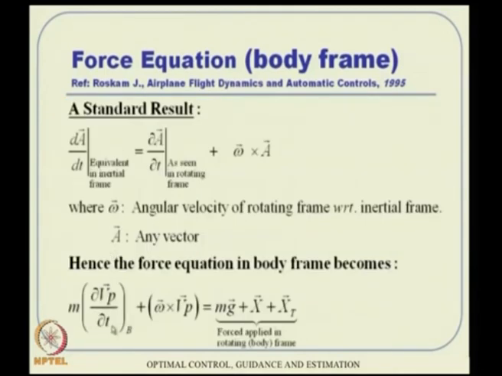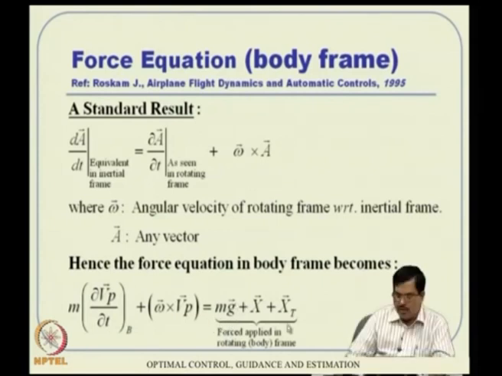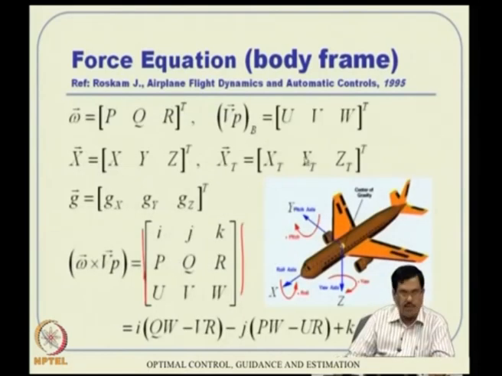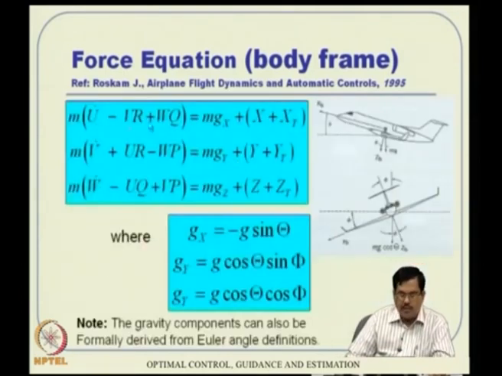This is in the body frame. So, this is m U dot, m V dot, m W dot. This is very straightforward. m GX, m GY, m GZ will be there, and this will have X, Y, Z components anyway. So now, taking into account all that, I'll be able to write this equation that way.